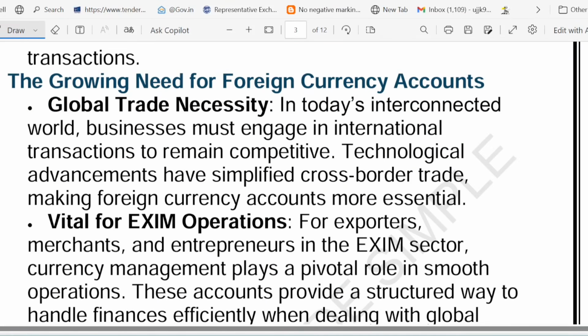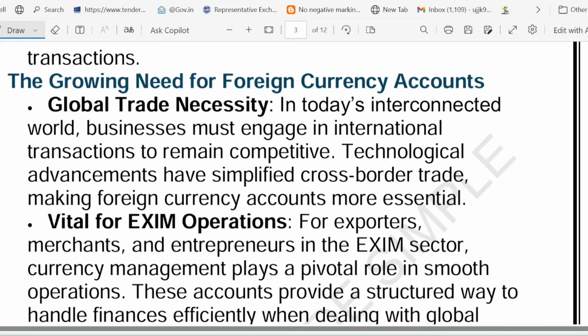Have a look. Imagine you are playing a game where the rules keep changing. That is what international business feels like without a foreign currency account. In today's global marketplace, these foreign currency accounts are not just helpful, they are essential for survival. Let's break down why every business dealing across borders needs this one account.